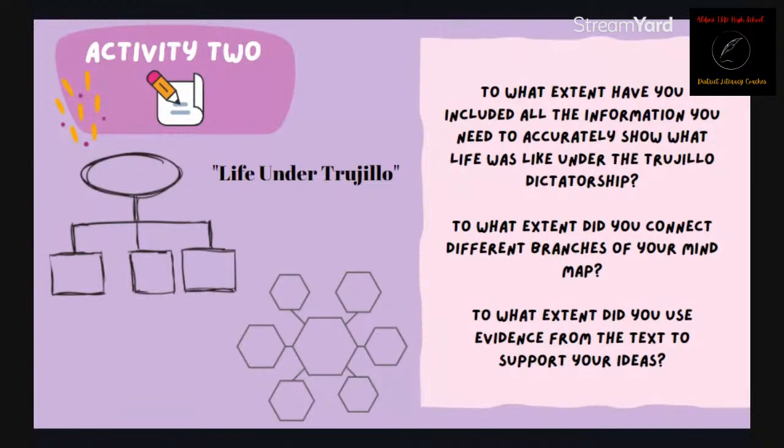They also add in information they learned from El Jefe, Portrait of a Dictator, information about Julia Alvarez, and information from the novel. When they are done, they review their mind map and consider the questions on the screen. To what extent have you included all the information you need to accurately show what life was like under the Trujillo dictatorship? To what extent did you connect different branches of your mind map? And to what extent did you use evidence from the text to support your ideas?